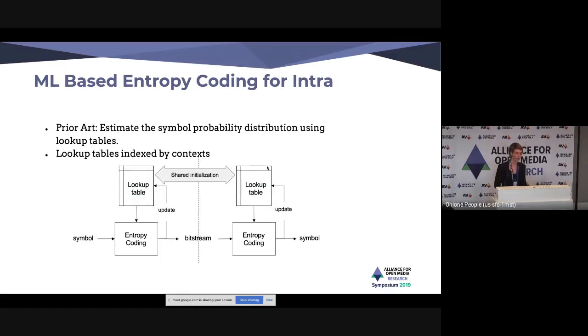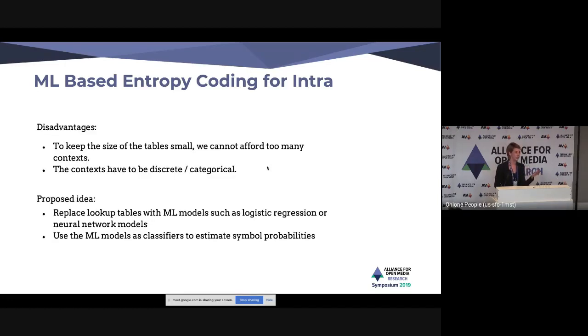We are also looking into some machine learning entropy-based coding. This is currently only implemented for intra. The idea here is about getting the probabilities; we currently use lookup tables. The disadvantage of that is that these have to be kept relatively small, and it forces the contexts that are used to index into them to be categorical.